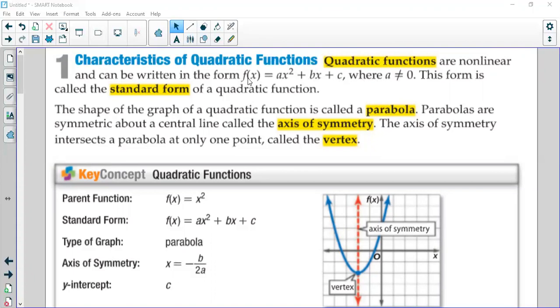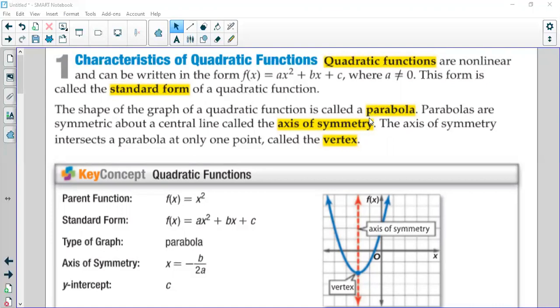Sometimes you'll see it written with y equals instead of f of x equals if they use the y instead of the function notation. So when we graph these, they're not going to be linear. They are going to be a shape called a parabola. That's how you pronounce that word, parabola. A parabola is basically a U shape.